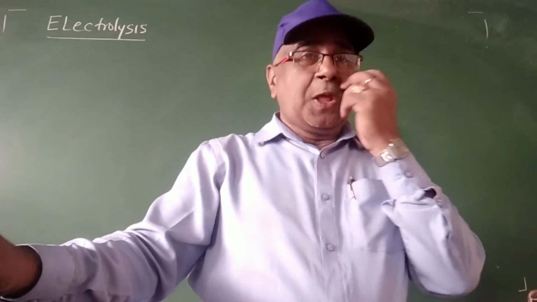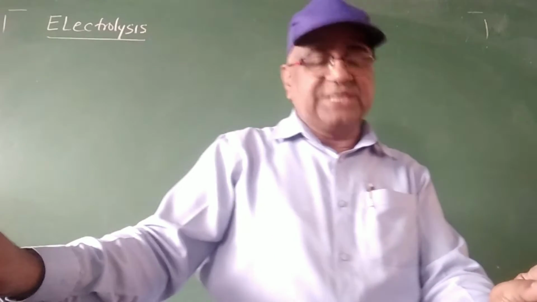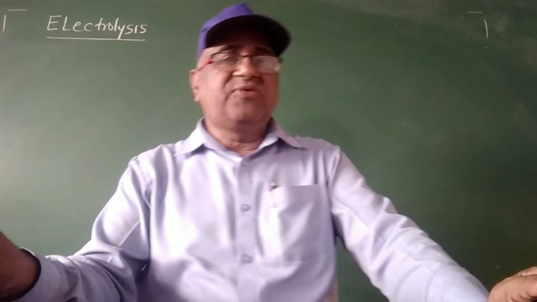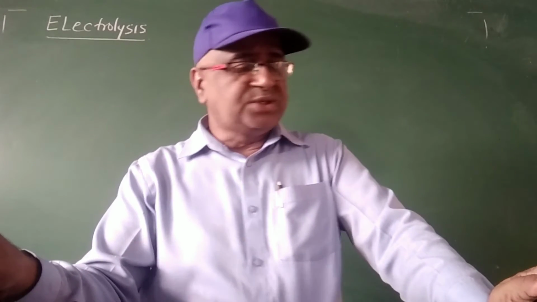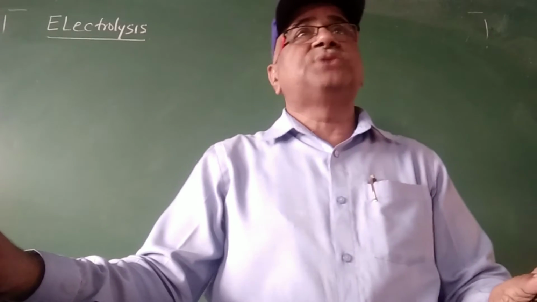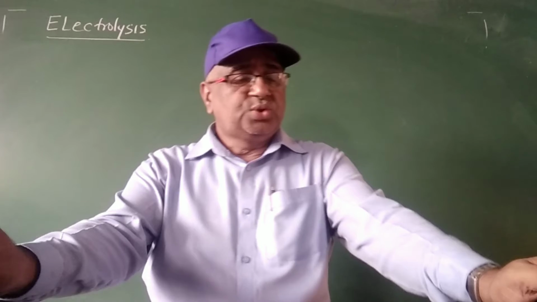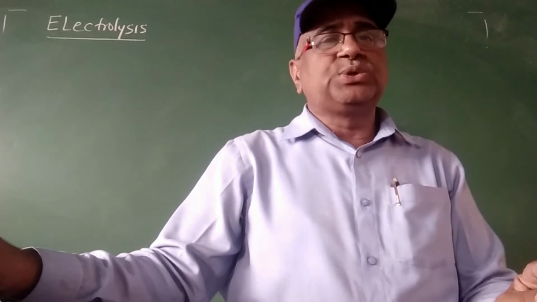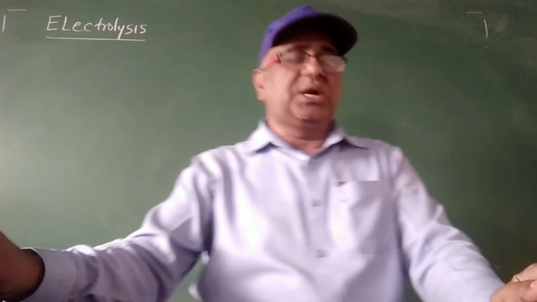Michael Faraday was a well-known British scientist. He was an experimental physicist. He began his experiment on the passage of electricity or current through liquid or aqueous solution, called an electrolyte, in 1834.